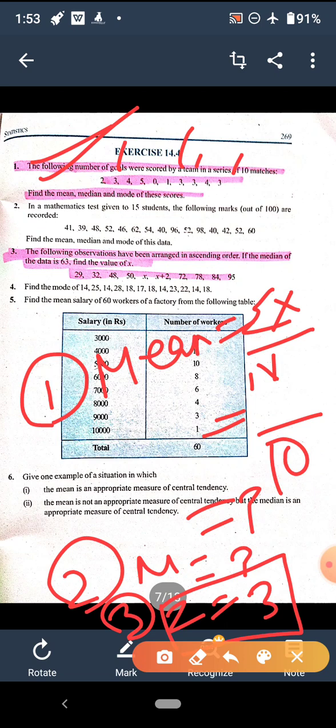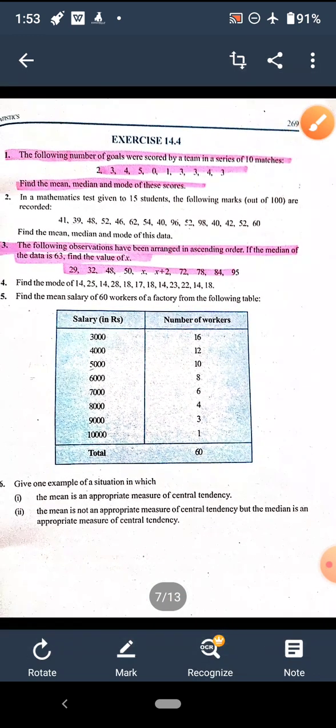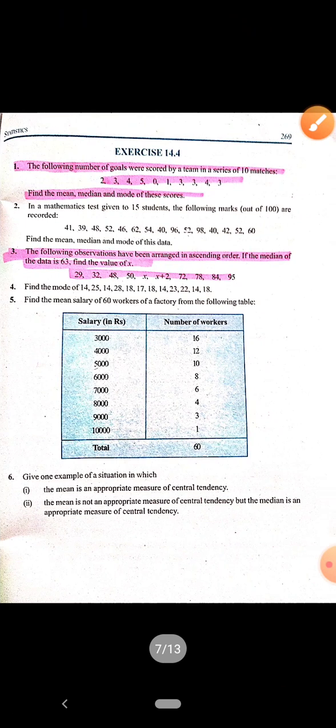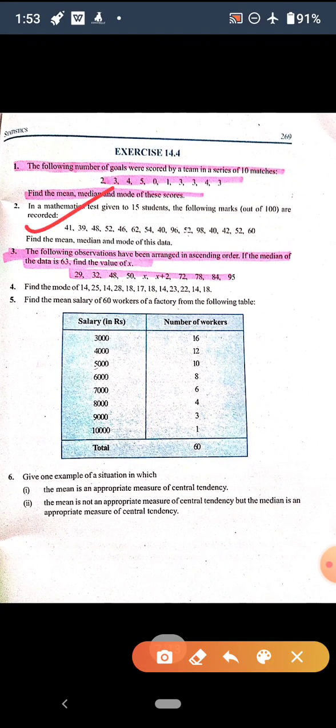Question number 2, in a mathematics test given to 15 students, the following marks out of 100 are recorded. So these are given; for the mean, find again the total. Then for the median you arrange, and for the mode get the highest value. In question number 3, the following observations have been arranged in ascending order and the median is 63. So firstly you calculate the number of items.